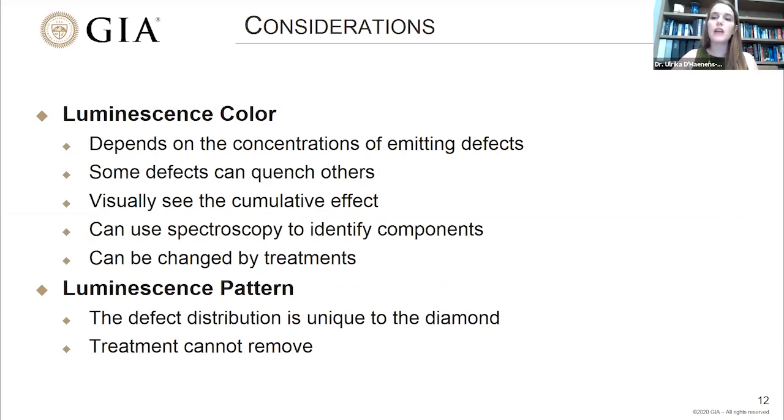Now the luminescence color that we observe depends on the concentrations of the emitting defects. So these diamonds don't just contain one single type of defect, they have a whole range of impurities in there that are going to be emitting light at the same time. Additionally, they can interact with each other.